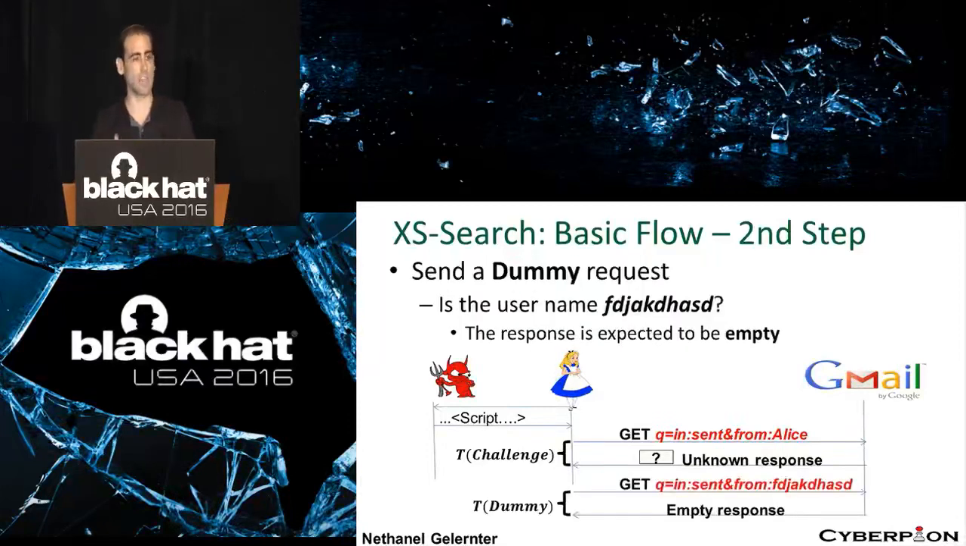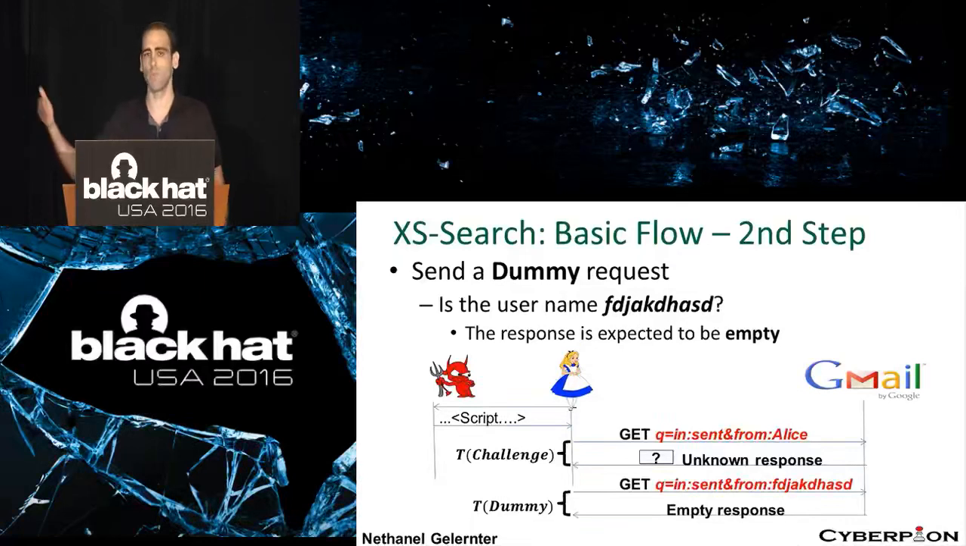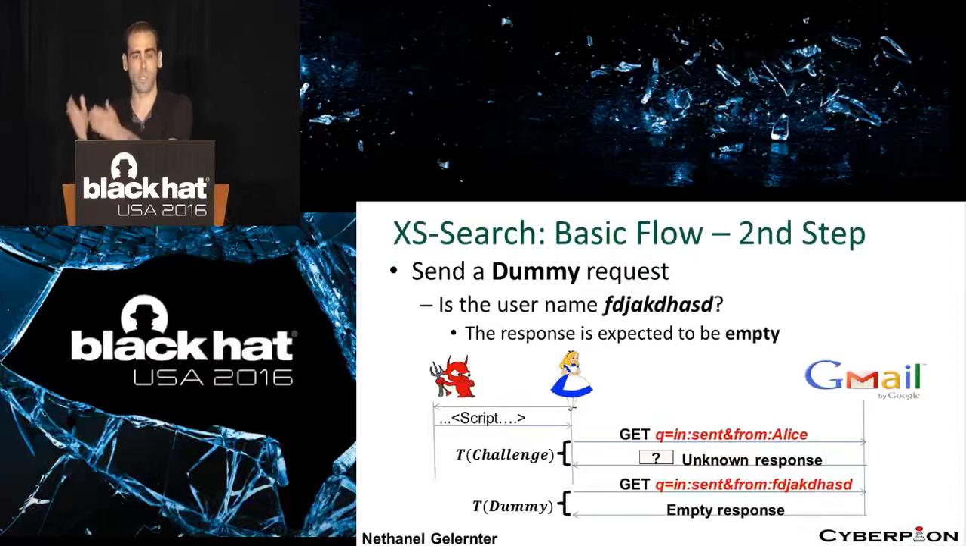So the attacker sends additional search requests, which I call dummy search requests. The dummy search request is just like the challenge search request, but with a little modification that makes it yield an empty response. In our example, the attacker assumes that the name of the victim is not some long random string, so the attacker sends a dummy search request that asks for all the emails in the sent items folder that were sent by some long random string. And of course, this dummy search request is expected to yield an empty response.